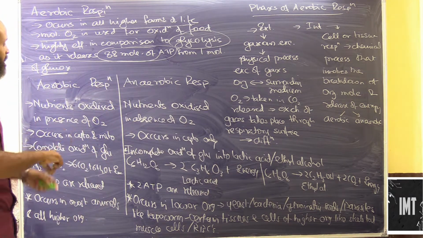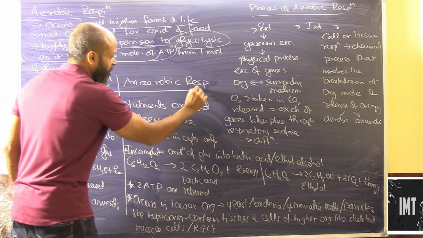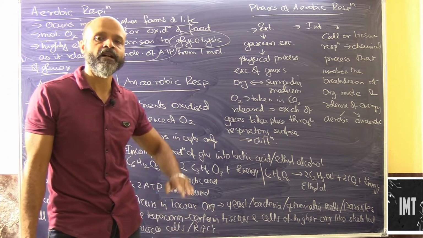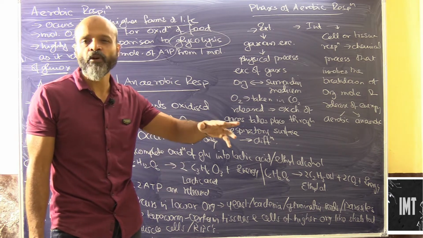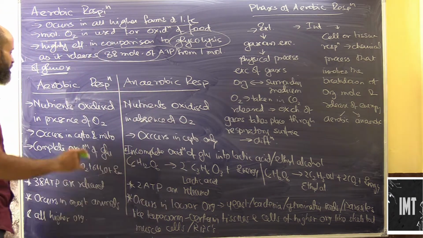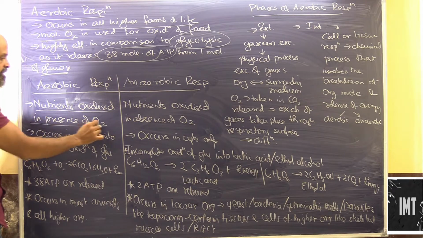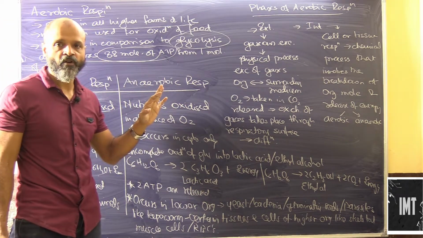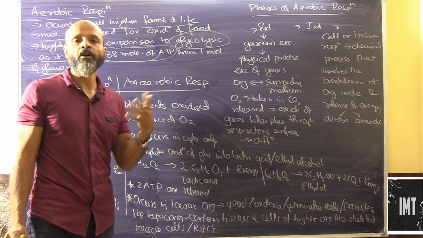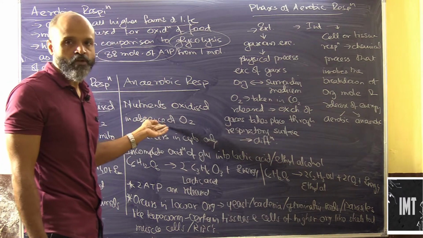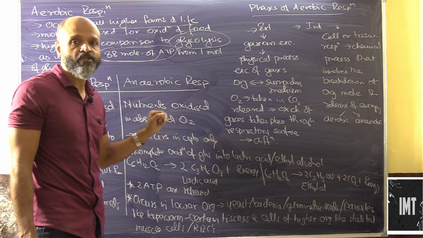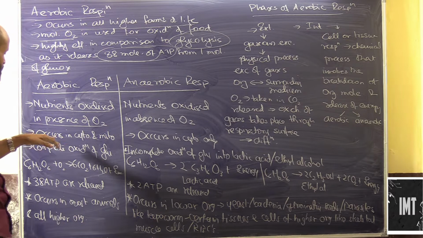We will quickly look into the differences between aerobic and anaerobic respiration. I am sure these are differences you have studied in earlier classes, but certain points were missing, so we'll just cover them. In aerobic respiration, nutrients are oxidized in the presence of oxygen. In anaerobic respiration, whatever carbohydrates or glucose we have are oxidized in the absence of oxygen.